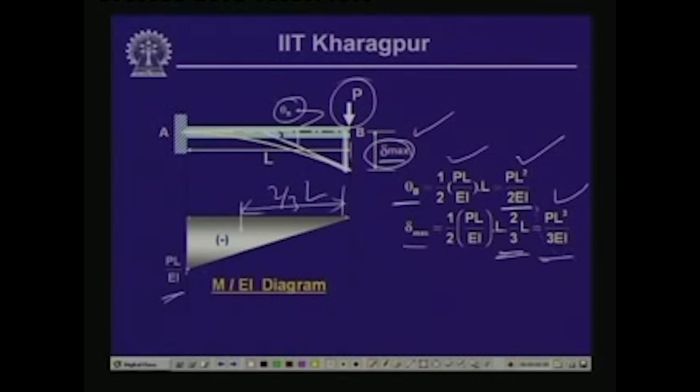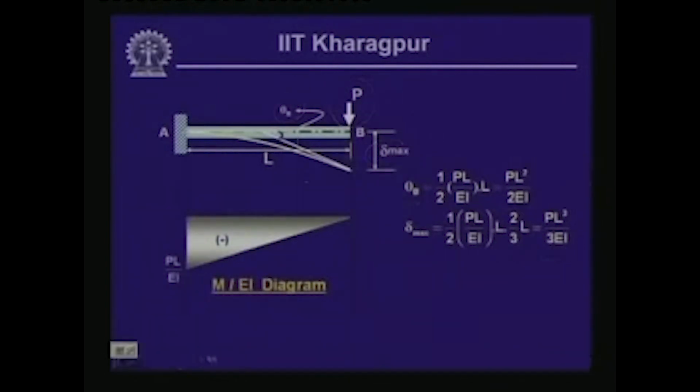So, these are the values which we have obtained earlier by employing differential equation. We can make use of this moment area theorem as well to get the values of the slope and the deflection.